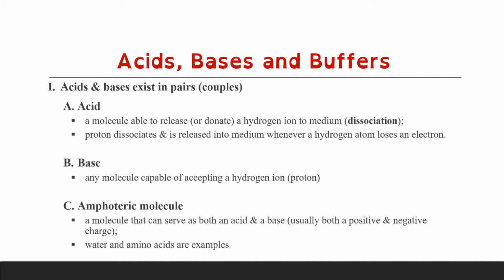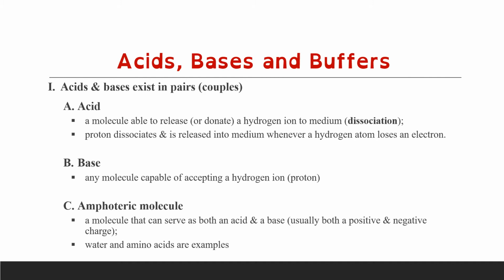Next, let's discuss now about acids, bases, and buffers. Basically, acids and bases exist in pairs or in couples. Later on, I'll be discussing further how they are considered as couples. First, let's define acid. An acid is a molecule able to release or donate a hydrogen ion to a medium through the process of dissociation. A proton dissociates and is released into a medium whenever a hydrogen atom loses an electron. And then the base is a molecule capable of accepting a hydrogen ion, usually your protons.